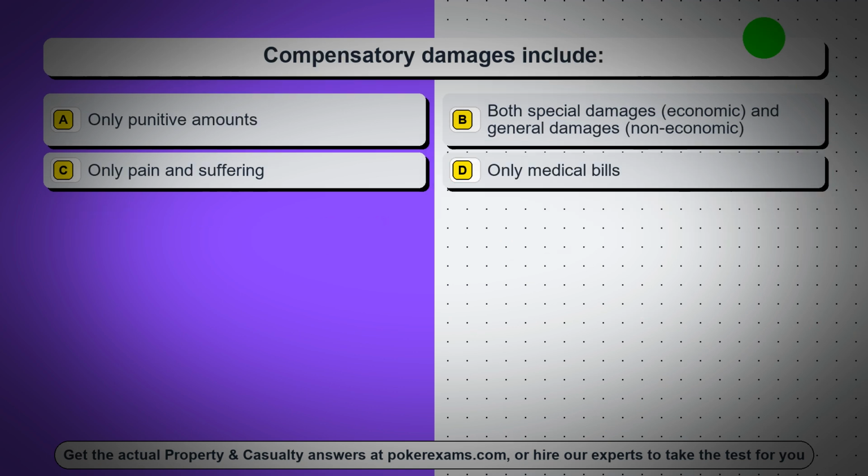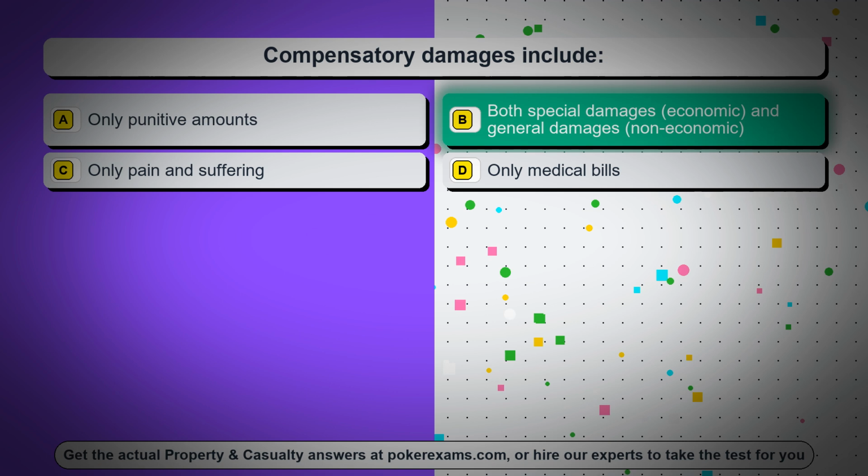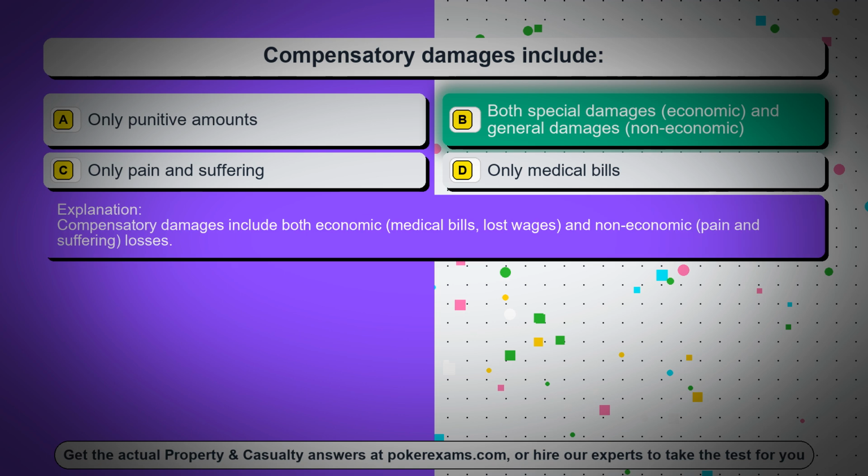Question 79. Compensatory damages include, option A, only punitive amounts, option B, both special damages, economic, and general damages, non-economic, option C, only pain and suffering, option D, only medical bills. The correct answer is option B, both special damages, economic, and general damages, non-economic. Compensatory damages include both economic (medical bills, lost wages) and non-economic (pain and suffering) losses.